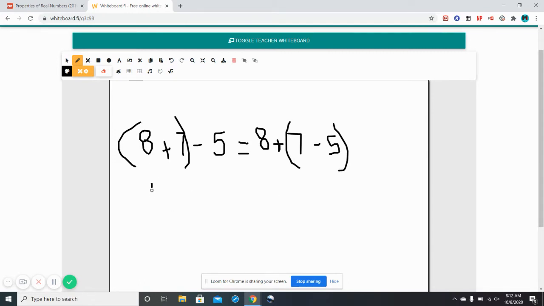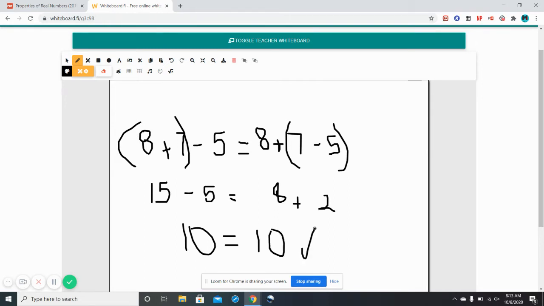8 plus 7 gets you 15. So 15 minus 5 gets you to 10, right? And then 7 minus 5 gets you to 2. 8 plus 2. Sorry, this is bad writing. I'm writing on my computer using a mouse, so it's not very good. I apologize. But 8 plus 2 then equals 10. And that checks correctly. So that's how the associative property works.